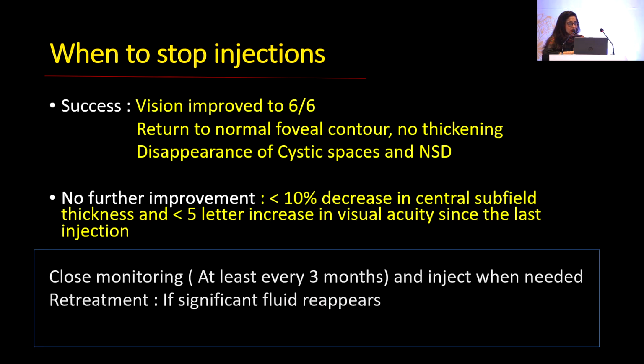When to stop injecting? Either the vision improves, or the foveal contour returns to normal and you see no thickening, there's disappearance of the cystoid spaces, or there is no further improvement. That is, there is no further decrease in the central subfield thickness and there's no visual gain. Once the patient is not improving, you can just follow up the patient. A small amount of fluid sometimes can be tolerated, but these patients have to be closely monitored every 3 months and injected whenever the vision goes down or the edema increases.